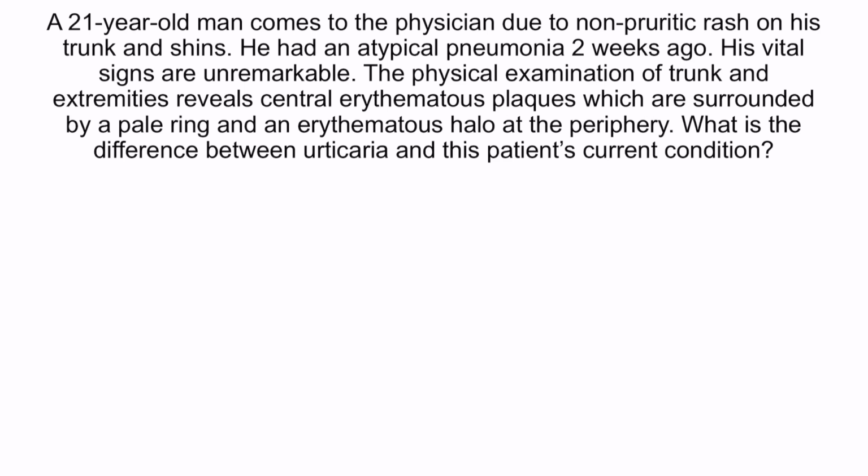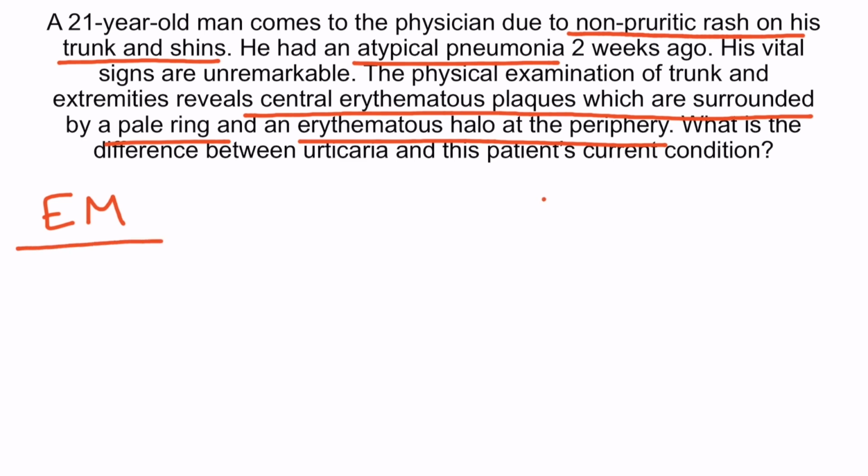This patient reports a non-pruritic rash on his trunk and shins. The physical exam reveals central erythematous plaques, which are surrounded by a pale ring and erythematous halo at the periphery. This is a classic description of a targetoid, also known as bullseye rash. Given that he's recently had an atypical pneumonia, presumably due to Mycoplasma pneumoniae, his rash is likely caused by erythema multiforme. Now let's compare erythema multiforme with urticaria.